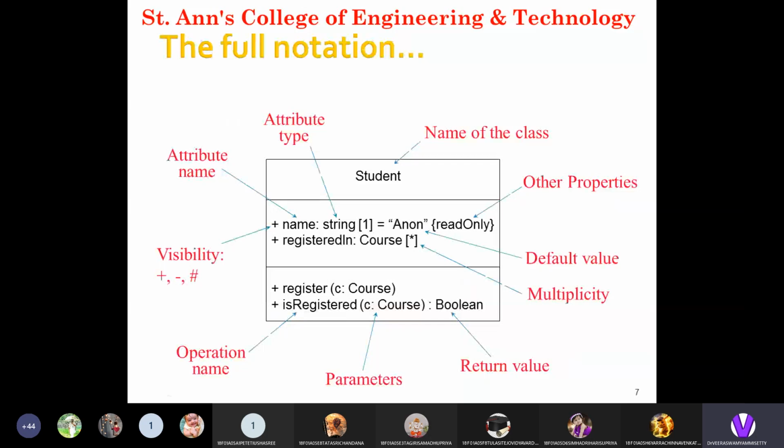The notation we follow for the class is the name of the class. Attributes consist of the visibility, attribute name, attribute type, any default value, and other properties. The class also has operations. An operation consists of the visibility, operation name, parameters, and any return value. You can clearly understand these things from the class symbol. This is the notation we follow for the class.